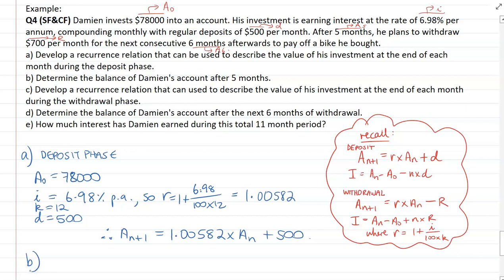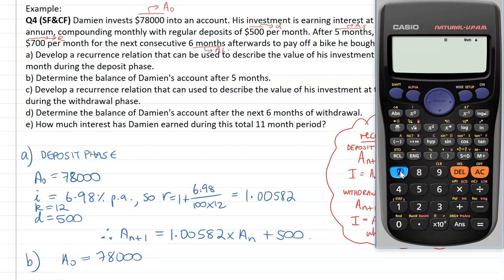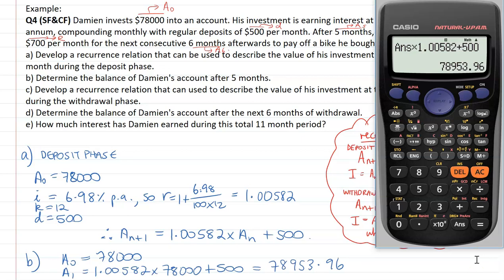For part B, we want to know the balance of the account after 5 months. So we just set up our recursion relations in our calculator. Enter in our principal amount, 78,000, press equals, multiply it by the rate, then add on our monthly deposit amount. So after the first month, it'll be a balance of $78,953.96, which you should document, showing the reader of your response how you worked out that value.